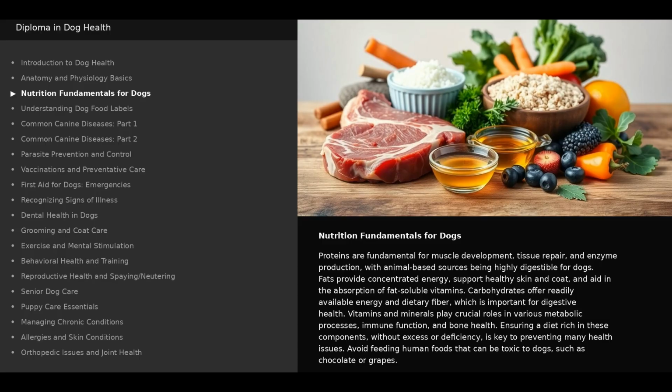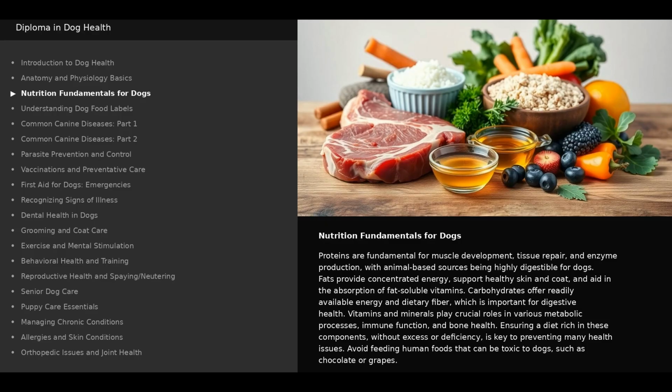Proteins are fundamental for muscle development, tissue repair, and enzyme production, with animal-based sources being highly digestible for dogs. Fats provide concentrated energy, support healthy skin and coat, and aid in the absorption of fat-soluble vitamins. Carbohydrates offer readily available energy and dietary fiber, which is important for digestive health.